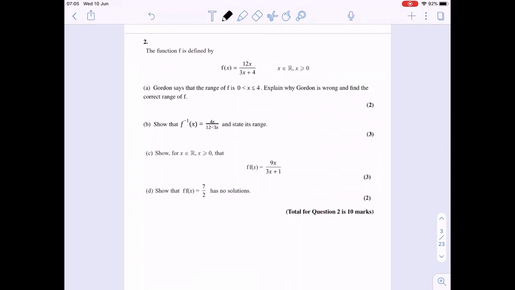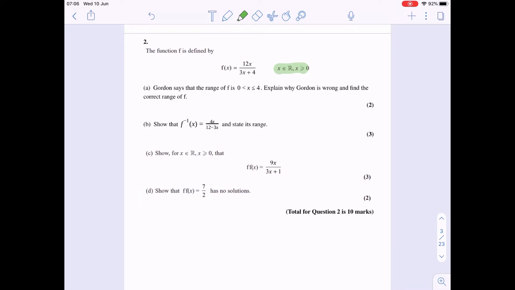Okay, question 2. We have a function, f(x) equals 12x over 3x plus 4, and our domain is x is in the reals, and it has to be greater than or equal to 0. Now, if I think about what this graph looks like, if you have a graphical calculator, then life will be a lot easier. But if you don't, you can still sort of think about what's going to happen for these values.